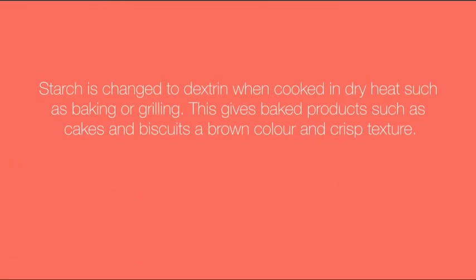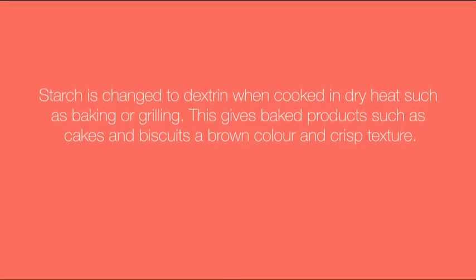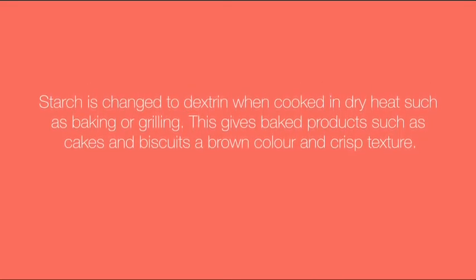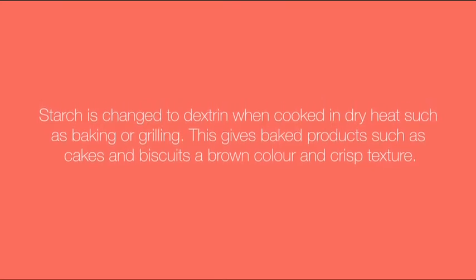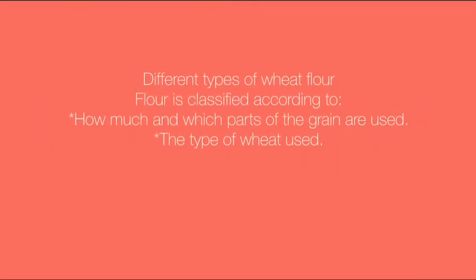Starch is changed to dextrin when cooked in dry heat such as baking or grilling. This gives baked products such as cakes and biscuits a brown colour and a crisp texture. Different types of wheat flour.